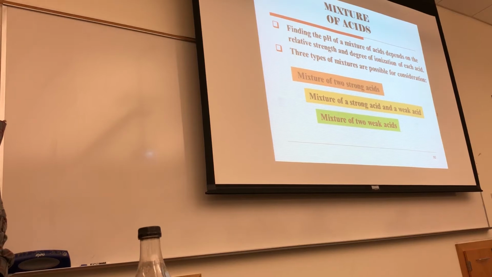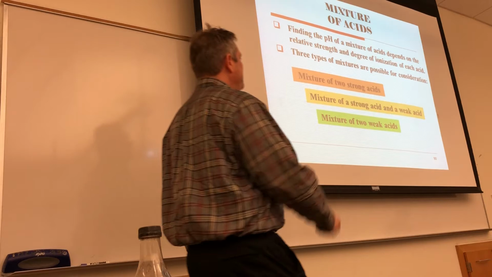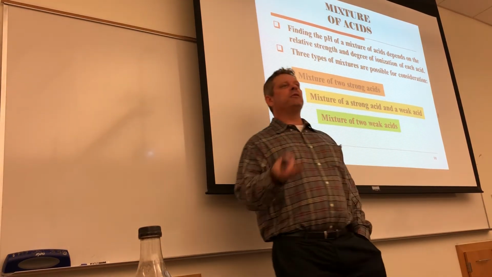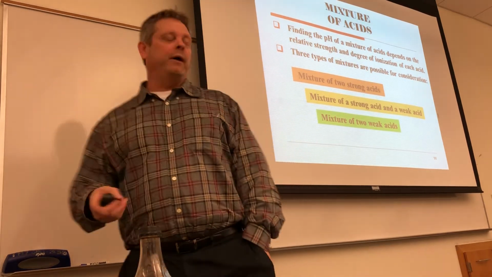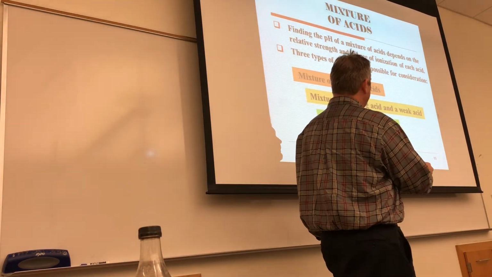They're both going to contribute the same. They're both strong. They're both going to dissociate 100%. Very simple. But if you have a mixture of a strong acid and a weak acid, or two weak acids, then how do you deal with that process?